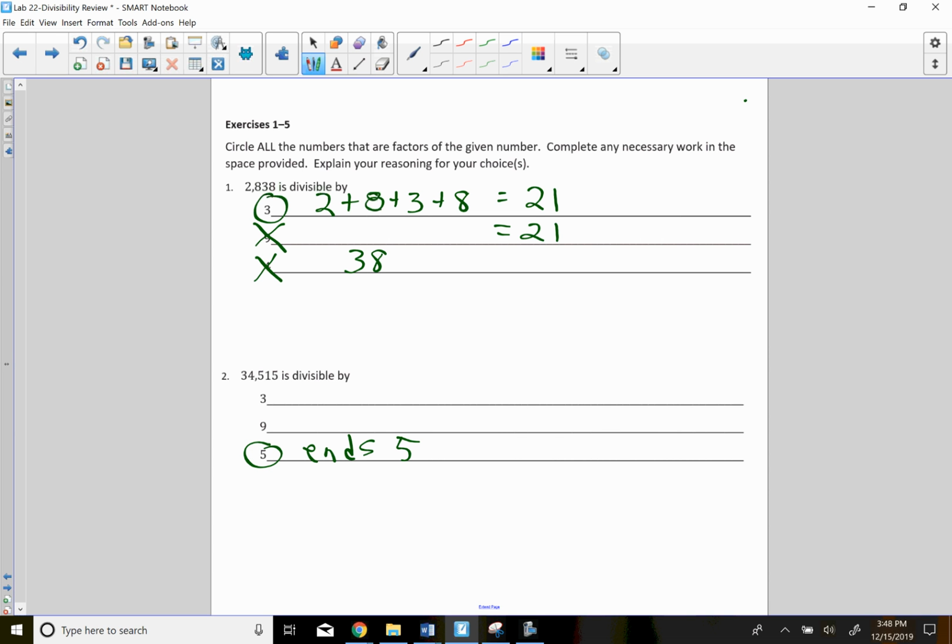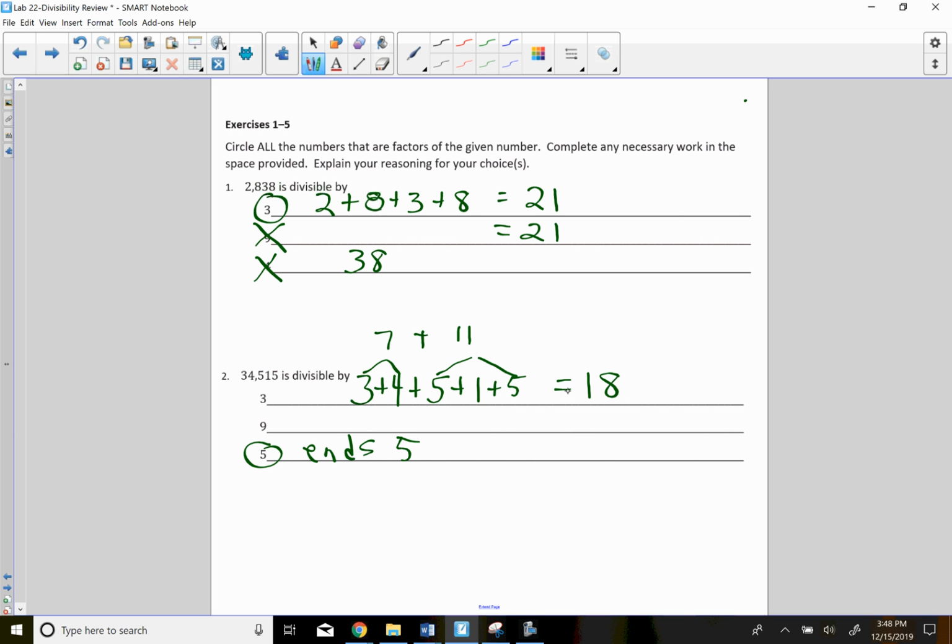The rule for 3, if I go back to the first one there, is the sum of the digits. So 3 plus 4 plus 5 plus 1 plus 5. So I know 3 plus 4 is 7, 5 and 1 is 6, and then 5 more would be 11. 7 plus 11, the sum of the digits is 18.